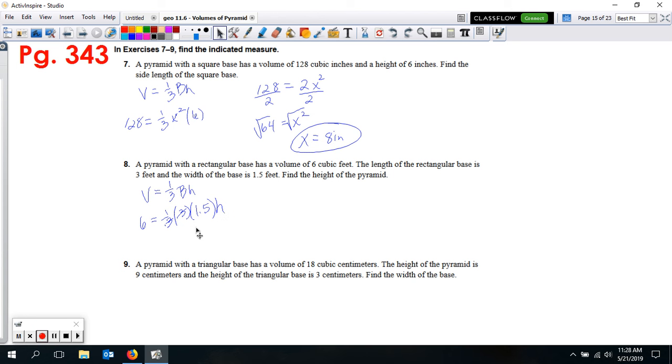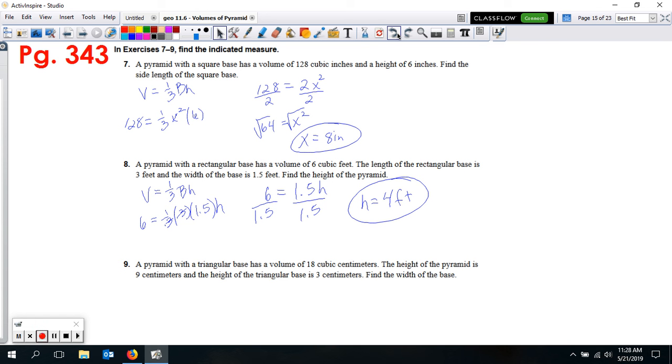And right there with 1/3 and 3, we can cross cancel those really quickly because 3 goes into 3 one time, of course. And so now all we have here is 6 is equal to 1.5h. So we can write that out. And then to solve for h, just divide by 1.5. 6 divided by 1.5, you could do it on a calculator, it's just 4. So it's 4 feet for the height.